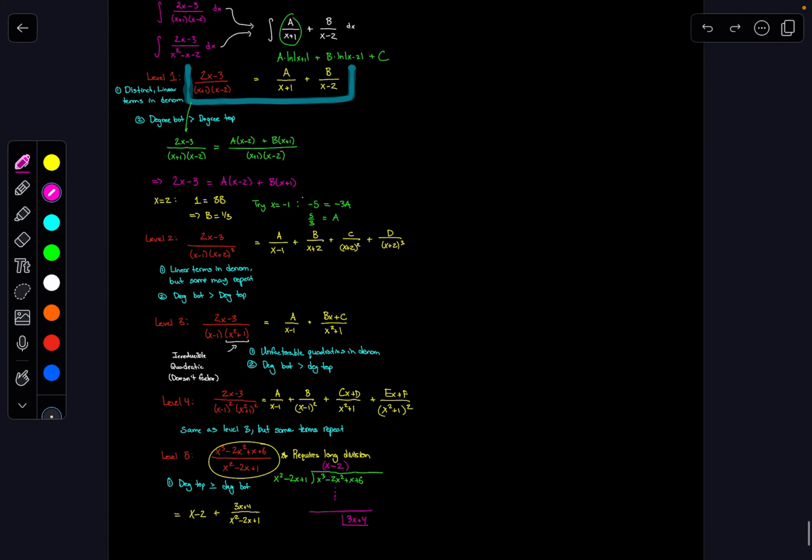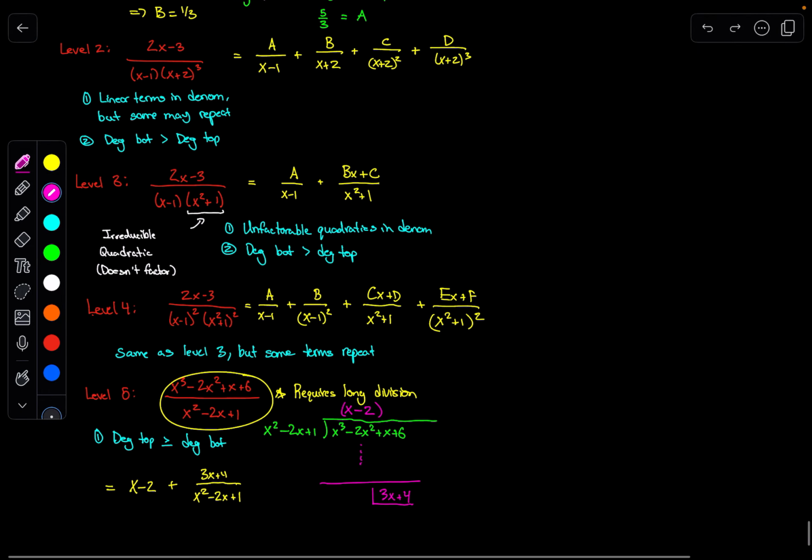I don't know if I can zoom out far enough to have them all here. I don't think I can. So they go from just having linear terms to unfactorable quadratics to repeating quadratics, and then, of course, the case ultimately where the degree of the top is larger than the degree of the bottom.